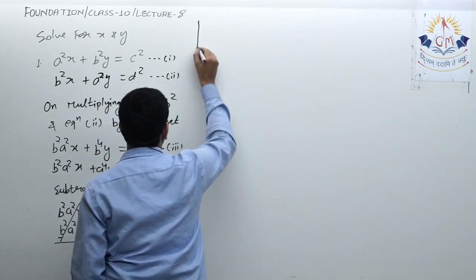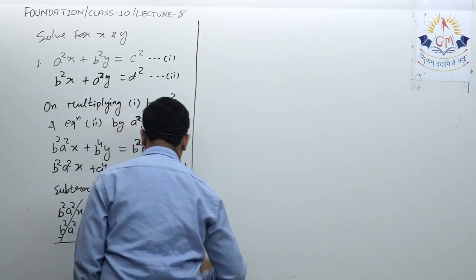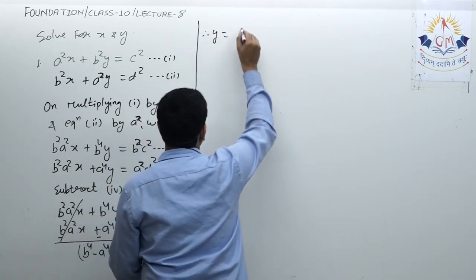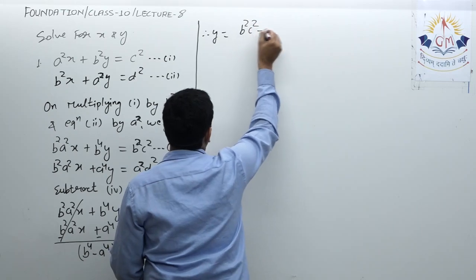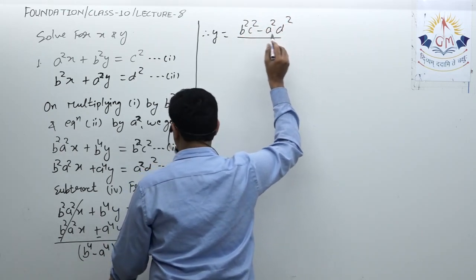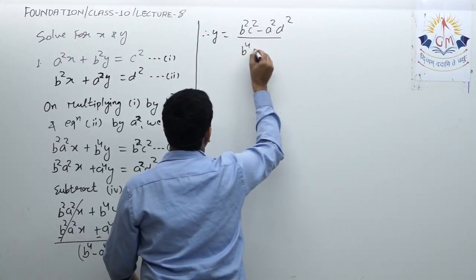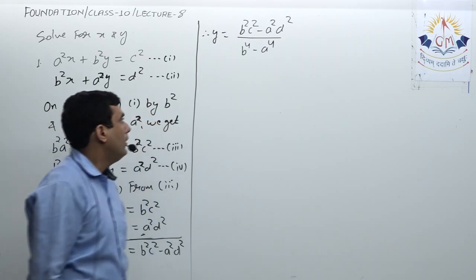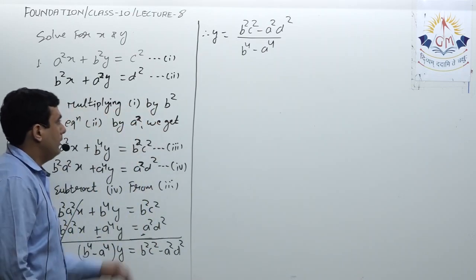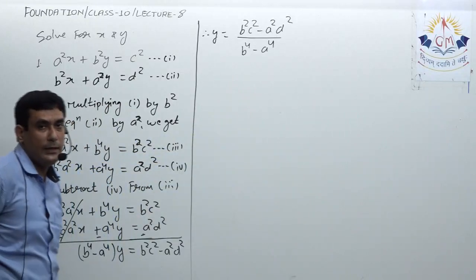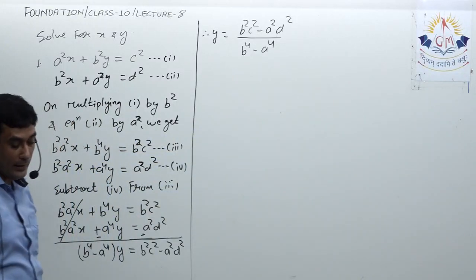So now if I solve it further, y is equal to b square c square minus a square d square upon b raised to 4 minus a raised to 4. Okay, so this is the value of y. Now I got the value of y. Now think how to get the value of x.